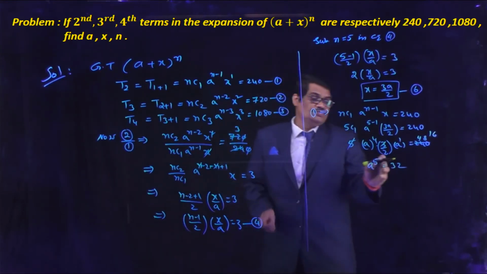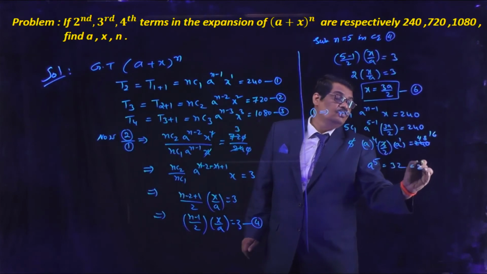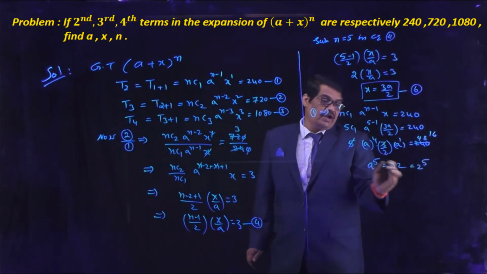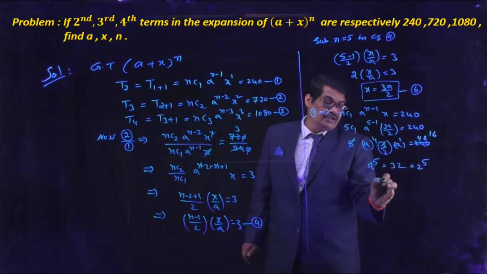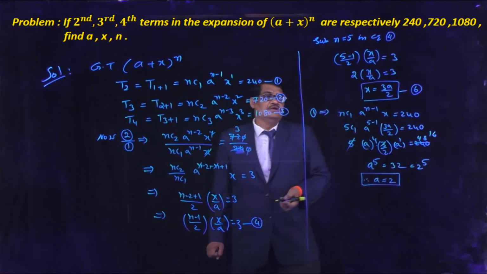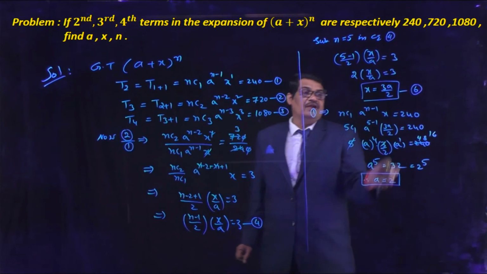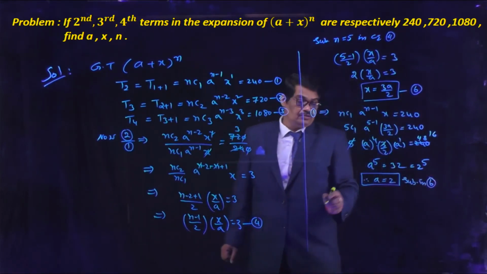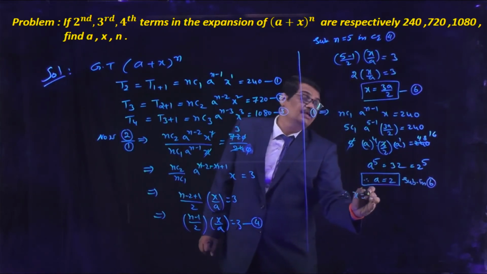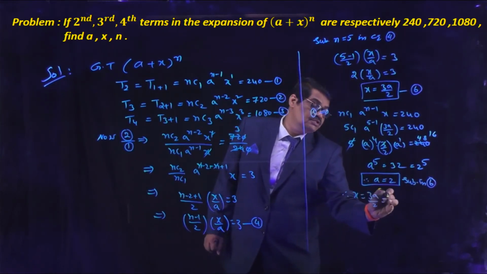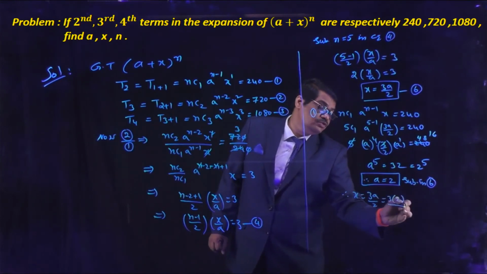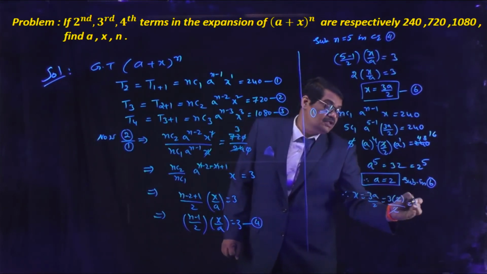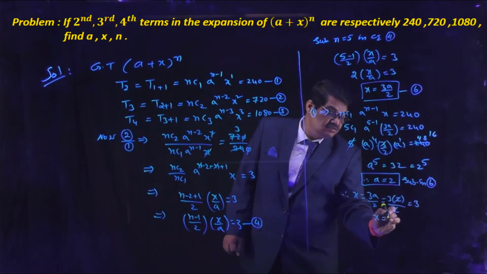So this 32 can be written as 2 to the power of 5. Here a to the power of 5 is equal to 2 to the power of 5. Here the powers are equal. From that we are getting a is equal to 2. Now we substitute this a value in equation 6, then we get the x value. What is x here? 3a by 2, that is 3, and a is 2, by 2. This 2 will be cancelled. We are getting x is 3.